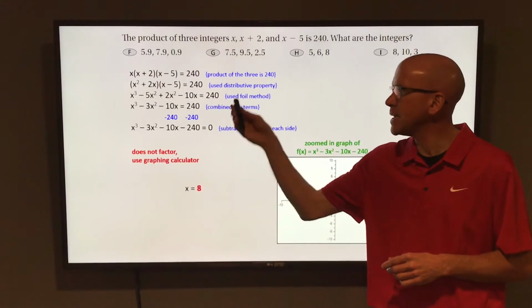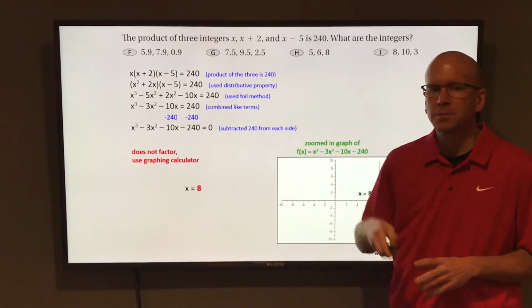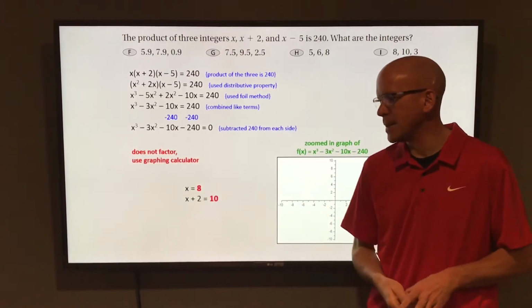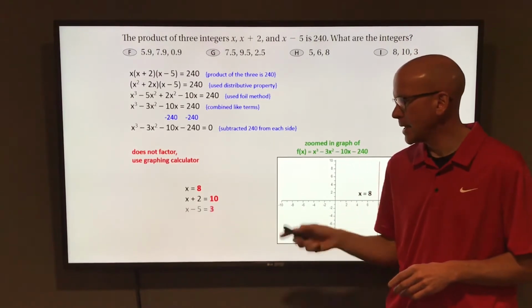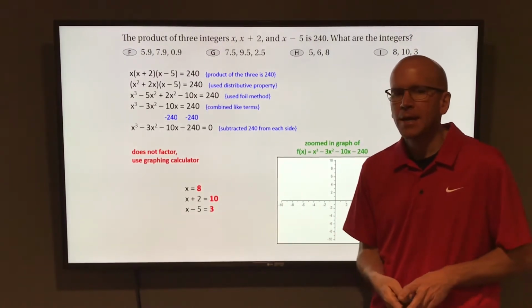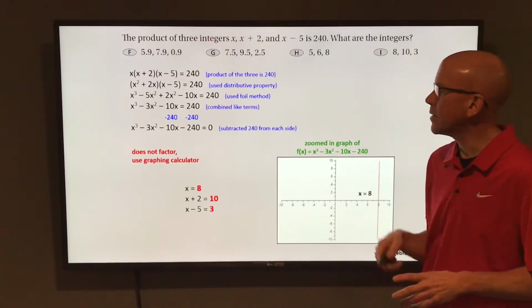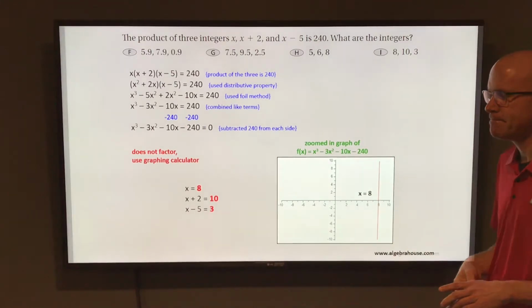That means x equals 8, and then you can get x plus 2 and x minus 5. If you know x equals 8, x plus 2 would be 10, and x minus 5 would be 3. And now you know the answer is letter I, 8, 10, and 3.